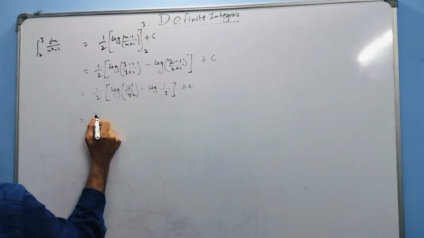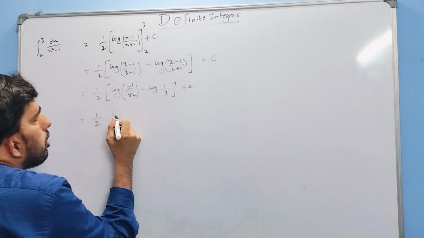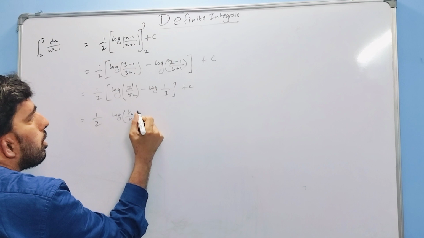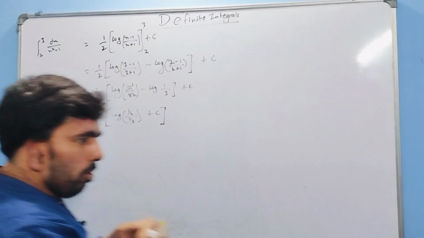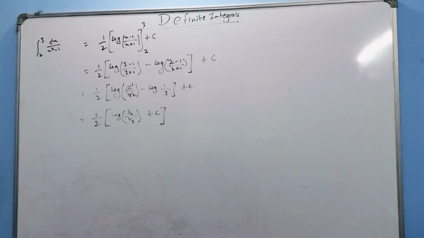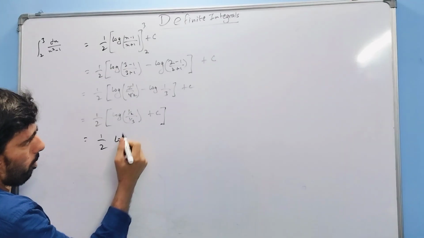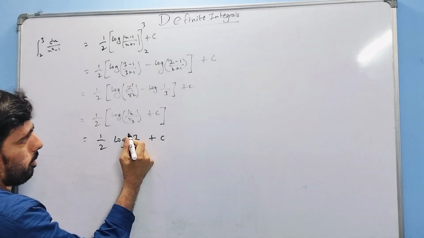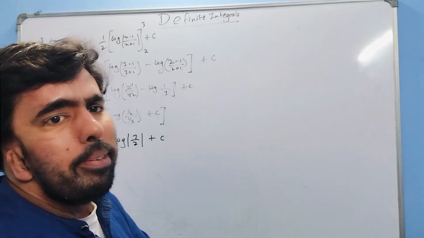Now let us see, I got my answer here. That is log half minus log 1 upon 3, so I can get half upon 1 upon 3 here plus c. So the answer will be log of 1 upon 2 into 3 upon 2 plus c. That is how we are able to evaluate the definite integrals.